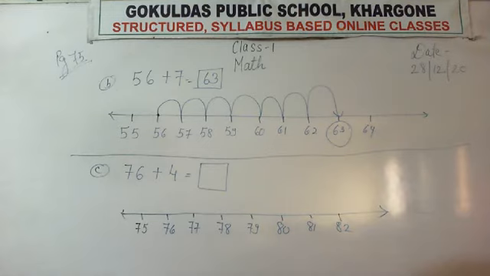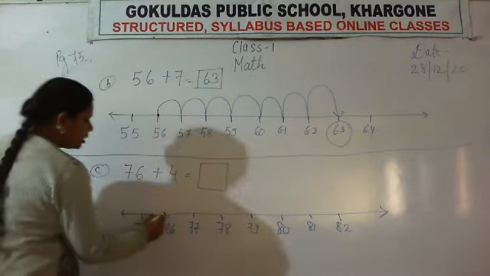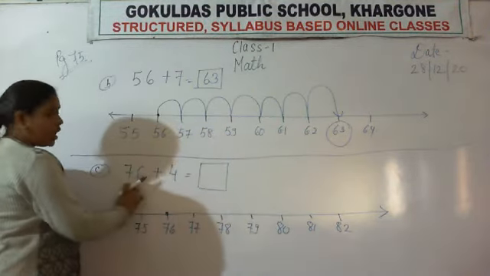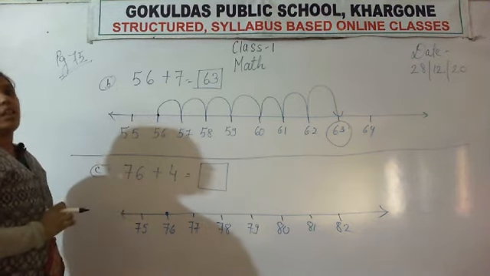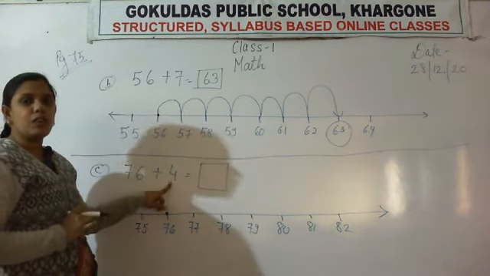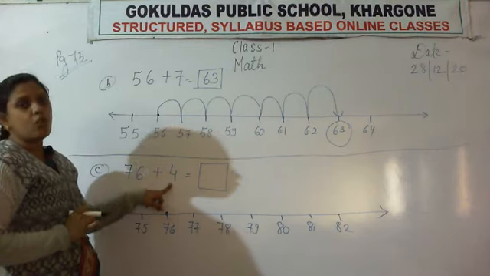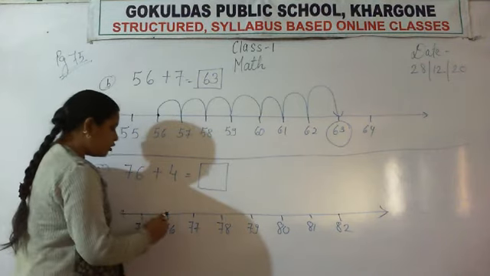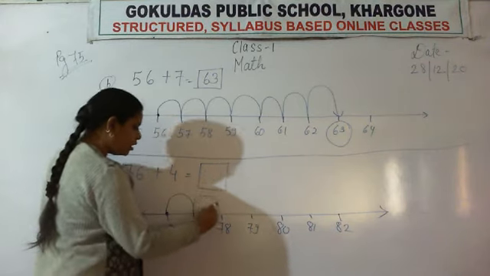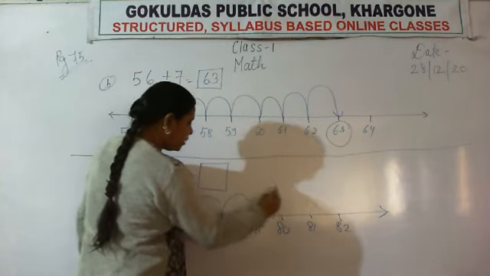Okay. Now see, we are adding 76 plus 4. So we are on which number? We are on number 76. How many steps do we have to move forward? We have to move forward 4 steps. So move 4 steps. 1, 2, 3 and 4.